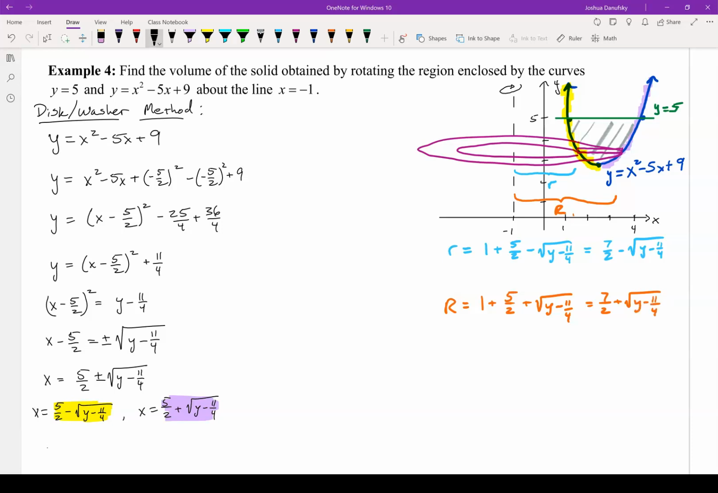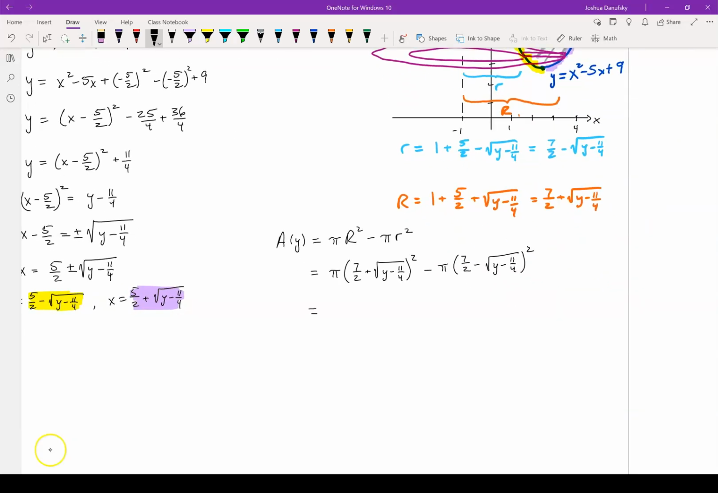And now we're ready to find the cross-sectional area. So A of y is going to be pi capital R squared minus pi little r squared. So we get pi times 7 over 2 plus the square root of y minus 11 over 4 quantity squared, minus pi times 7 over 2 minus the square root of y minus 11 over 4 quantity squared. Now we can factor out the pi.